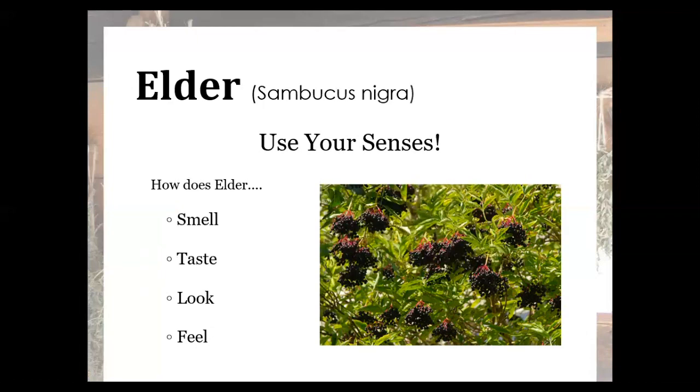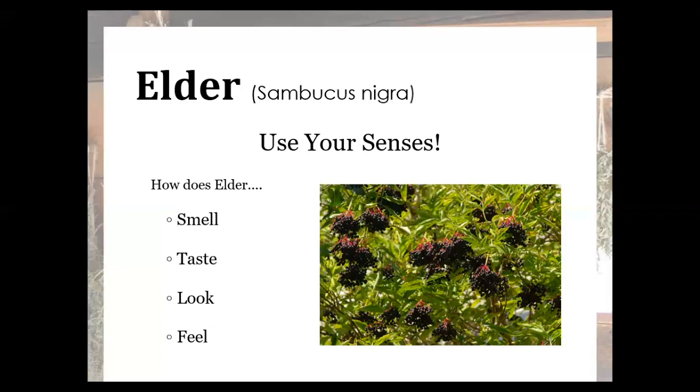There is also a red elder. It is poisonous, so you want to stay away from it. What we're talking about today is Sambucus nigra or black elder. So let's talk about how elder smells, tastes, looks, and feels. As far as smell and taste, it is a berry. We use the berry, so it is a fruitier flavor. As far as feel, there's nothing remarkable. Now, I do want to talk about what elder looks like. You see in the picture that it's these small black berries, and they come in these clusters.